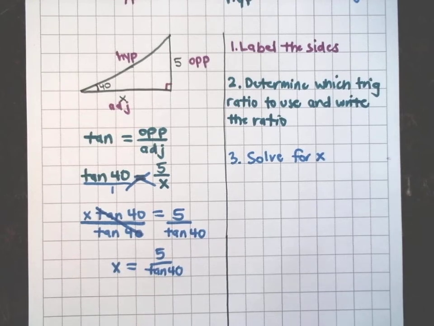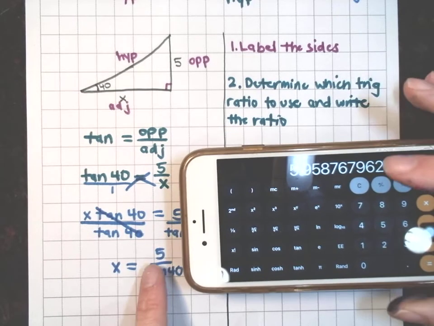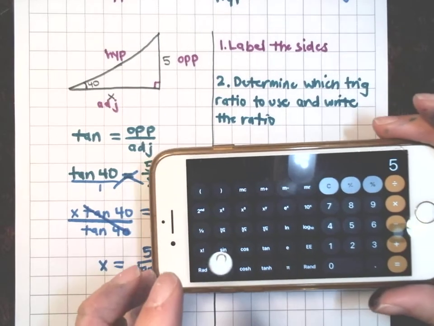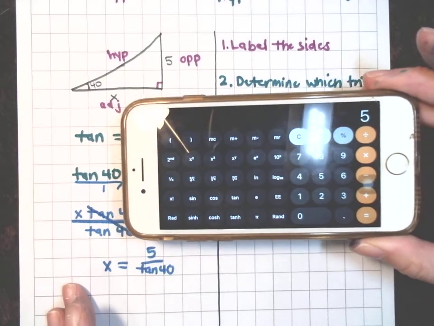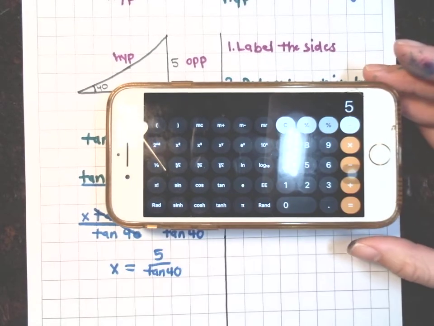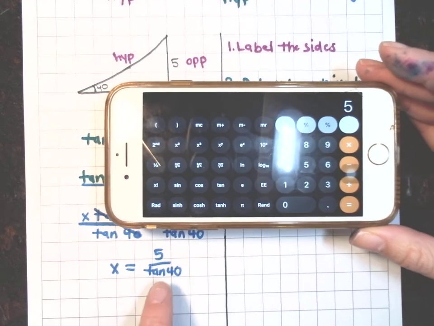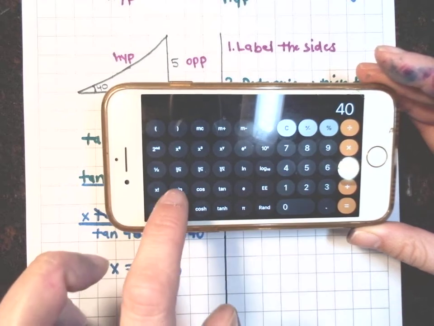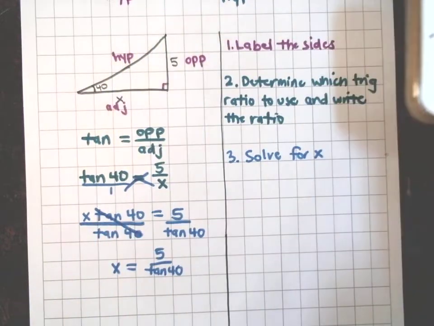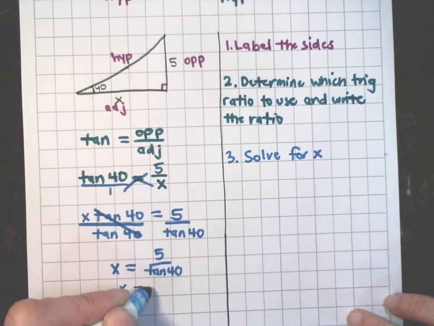And so we are going to need to use our calculator at this point. We have 5 divided by the tangent of 40. So you're going to hit 5 first, and then you're going to divide. And at least on an iPhone, to use tangent 40, you have to hit the 40 first and then tangent. And then equals. And so x equals 5.96.